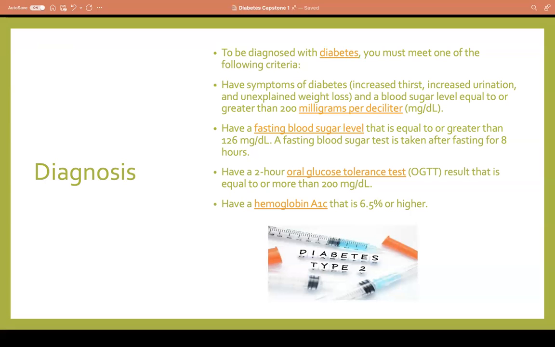A fasted blood sugar test is taken after fasting for 8 hours. This means taking the test after having no water or no food for 8 hours. Have a 2-hour oral glucose tolerance test result that is equal to or more than 200 milligrams per deciliter, and have a hemoglobin A1C that is 6.5% or higher.